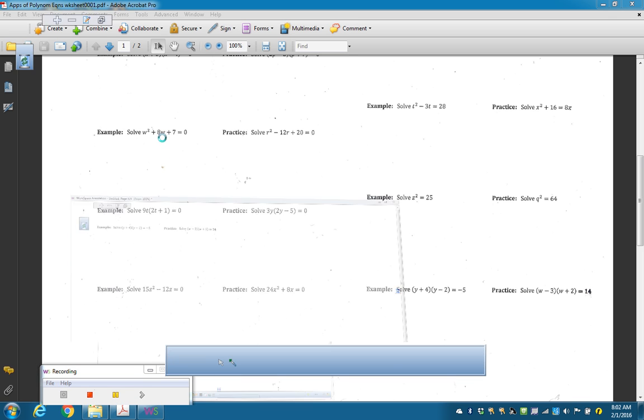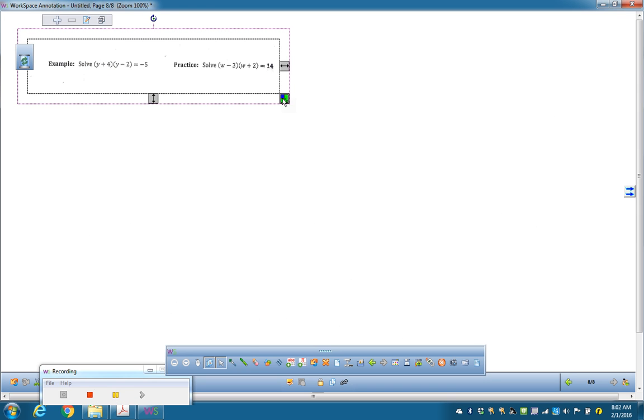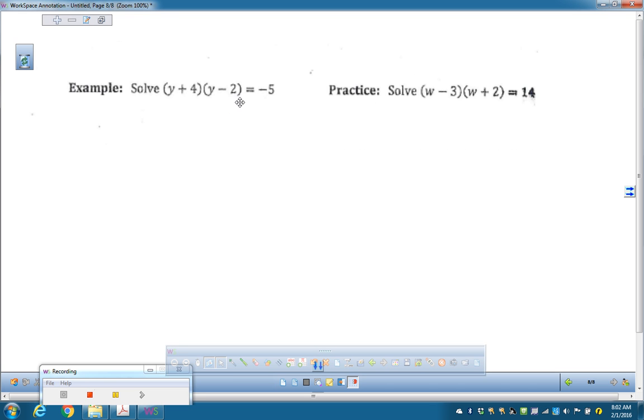If you see one of these guys, these involve a couple more steps, okay? Because you can't just, well, you can add 5 to both sides, but then you're going to have something that looks like that. What you cannot do is say that y plus 4 equals negative 5 and y minus 2 equals negative 5. That will give you the wrong answer.